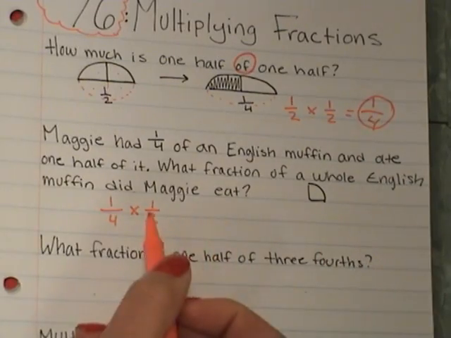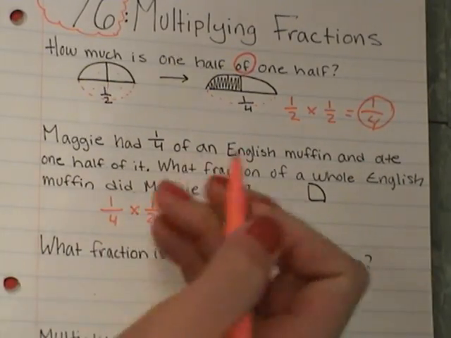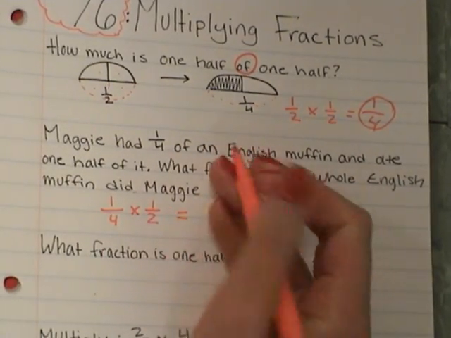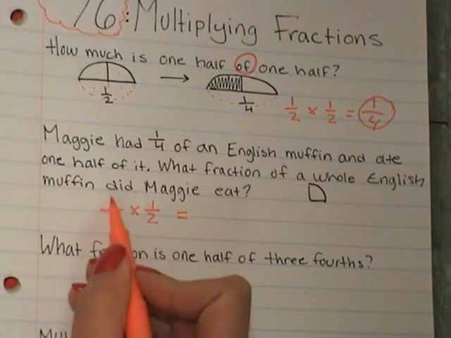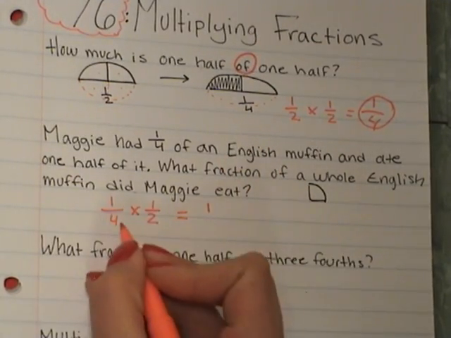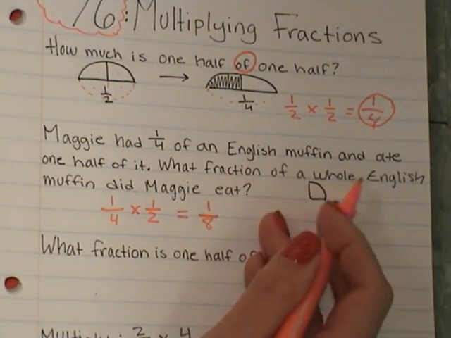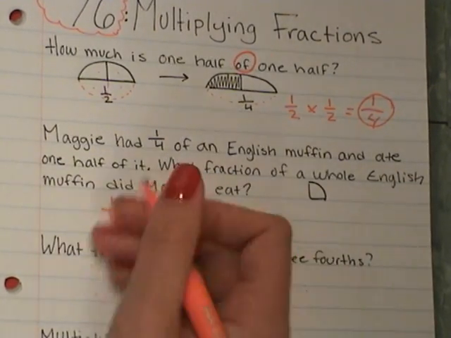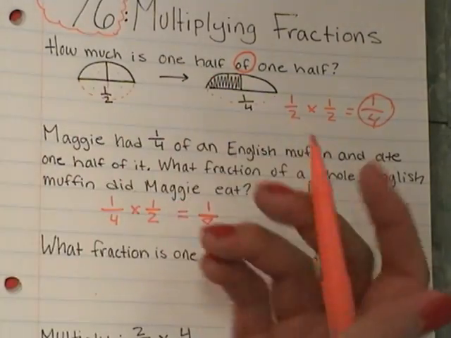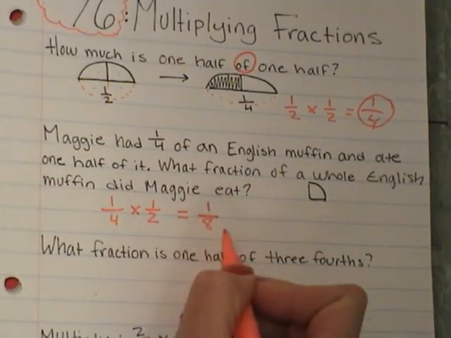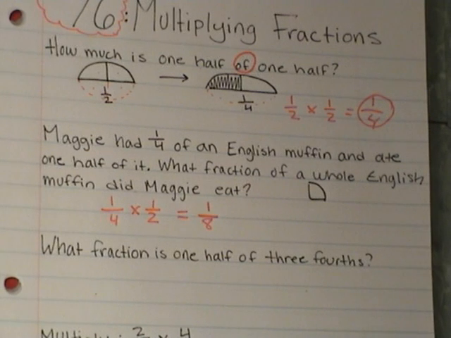Your problem would look like this because the word "of" tells us we're multiplying. So then I would take my numerators. 1 times 1 is 1. 4 times 2 is 8. So what fraction of a whole English muffin did she eat? She had a 1/4, then she only ate a half of that muffin, so she ended up with 1/8 of a muffin that she ate.